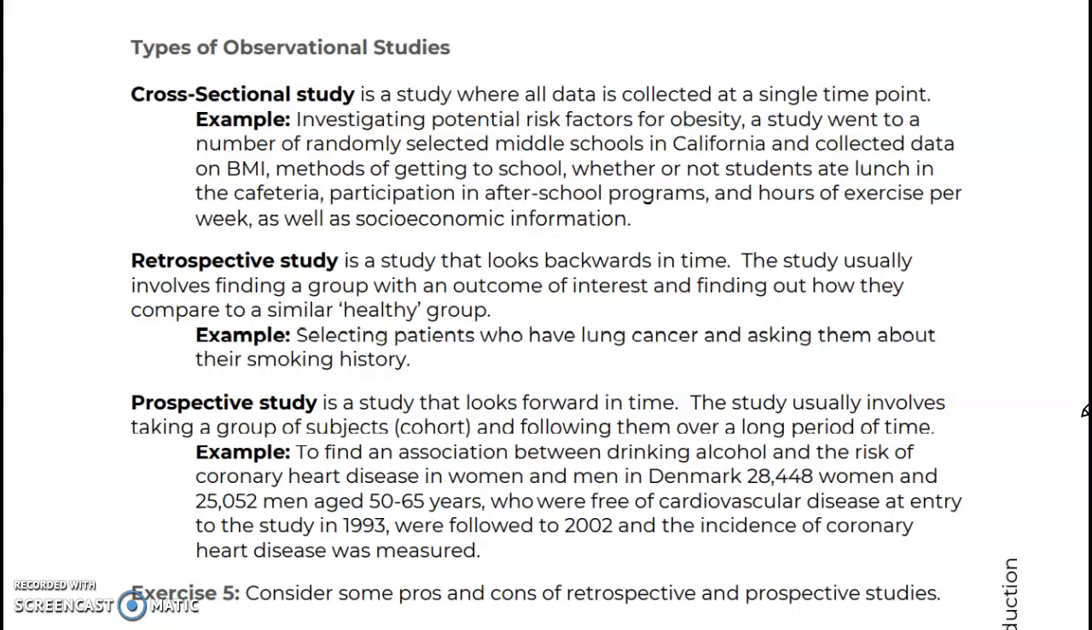A retrospective study, on the other hand, looks backwards in time. So this is often looking at lung cancer patients and asking them about their smoking habits. It could be looking at hospital records and determining the cause of death. The third type of study is prospective, which is a long-term longitudinal study where we're looking at people over time.